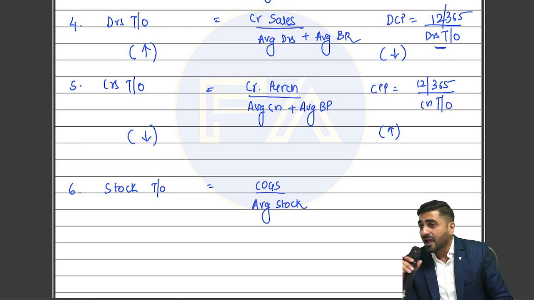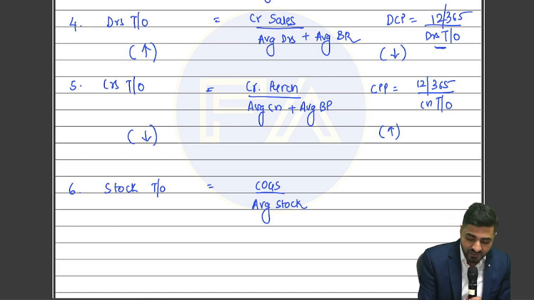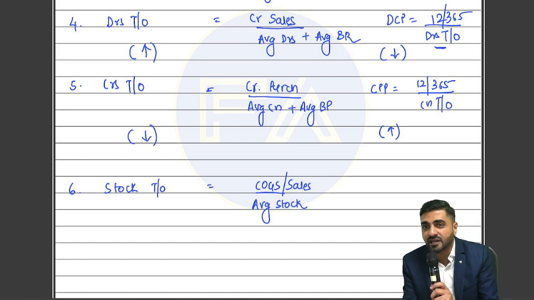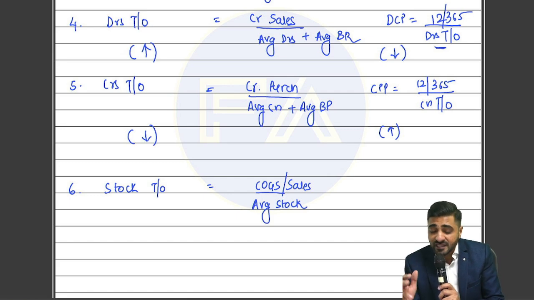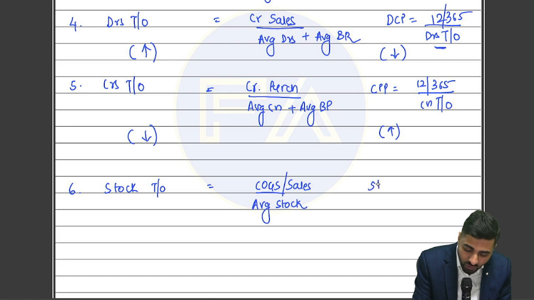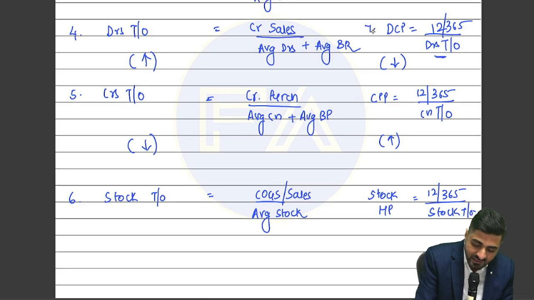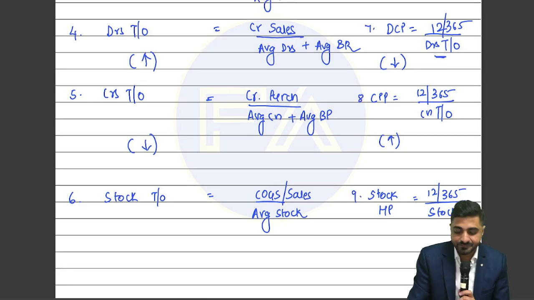If COGS is not given to you, then we will take sales into consideration. Sometimes they will tell you to calculate the ratio based on sales, so we take sales upon average stock. Can this help you calculate your stock holding period? Give me the stock holding period: 12 or 365 upon stock turnover ratio. This is your ratio number 7, 8 and 9.